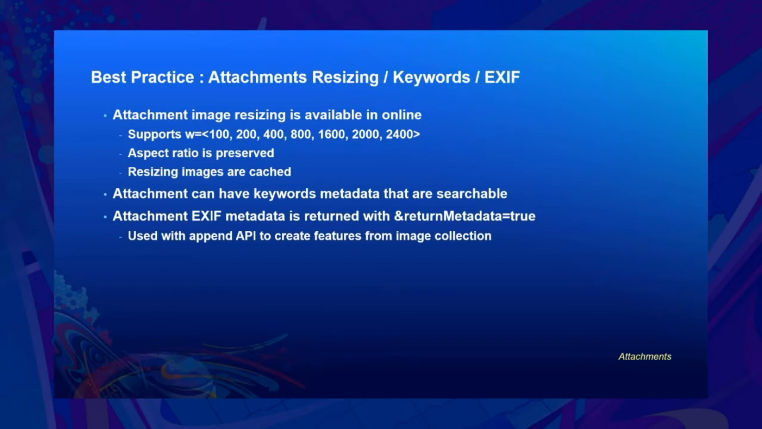Attachments can have keyword metadata that is searchable. So you can call query attachments with the keyword, and then we will return the matching attachments for that keyword. A few releases back, we started adding support for EXIF metadata, so if you upload or add an attachment now with EXIF, we will store the full EXIF metadata. That includes the latitude, the longitude, and the altitude as well, and all the other metadata. You can fetch that when you get the attachment metadata by asking for return metadata equal true.